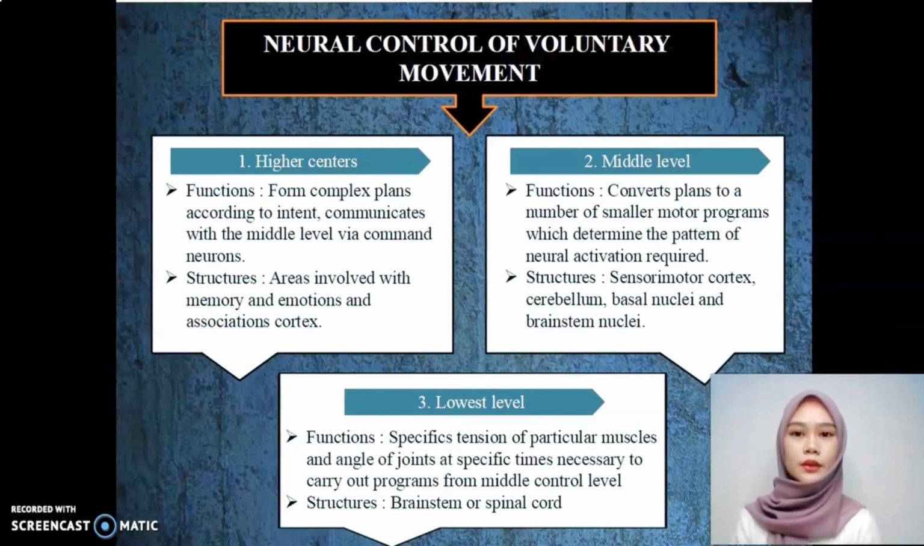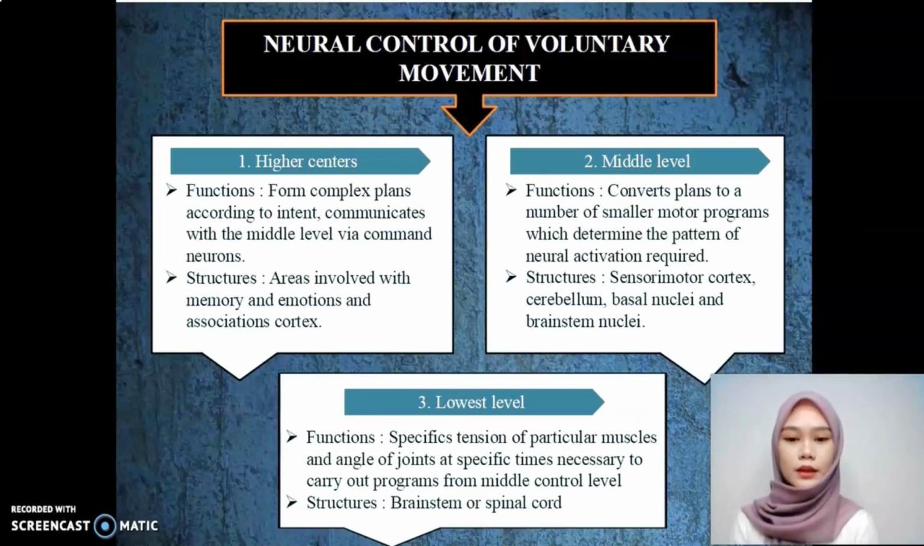Next is the neural control of voluntary movement. First is higher centers. The function is to form complex plans according to intent, and it communicates with the middle level via command neurons. The structures are areas involved with memory and emotions and the association cortex. Second is the middle level. The function is to convert plans to a number of smaller motor programs which determine the pattern of neural activation required. The structures are the sensorimotor cortex, cerebellum, basal nuclei, and brainstem nuclei.